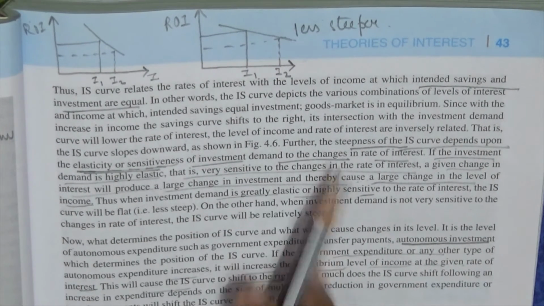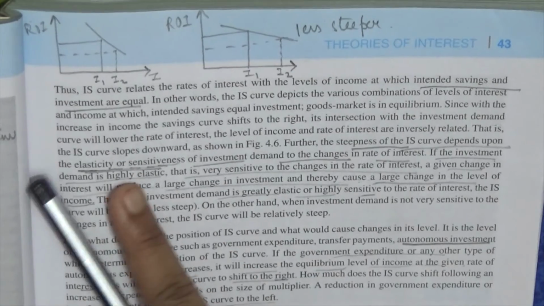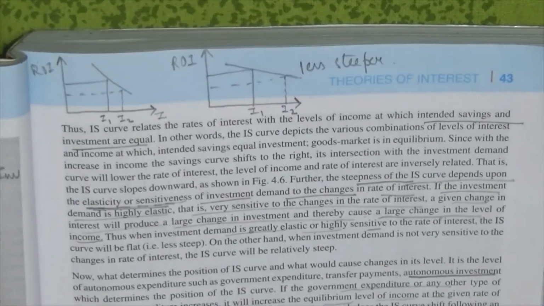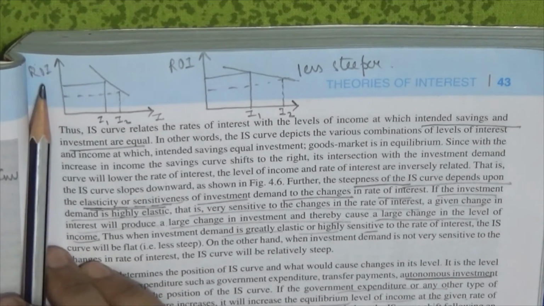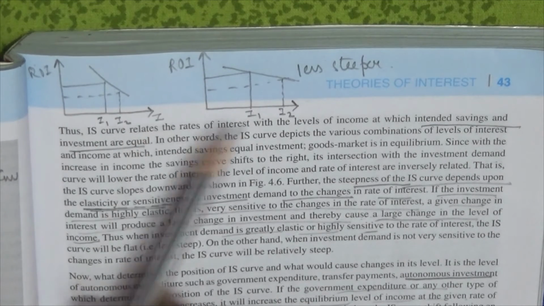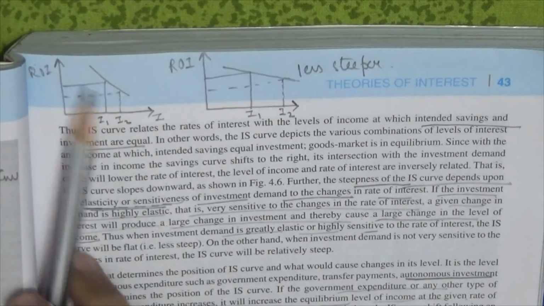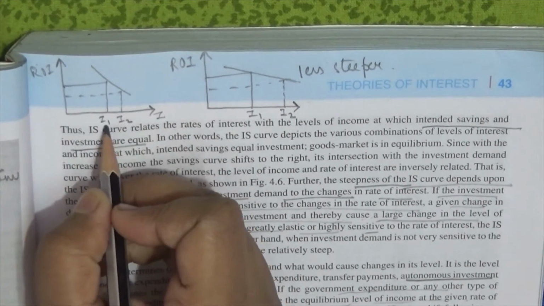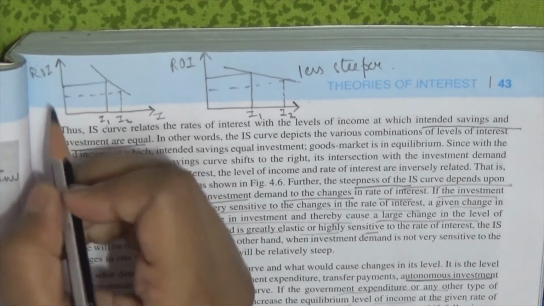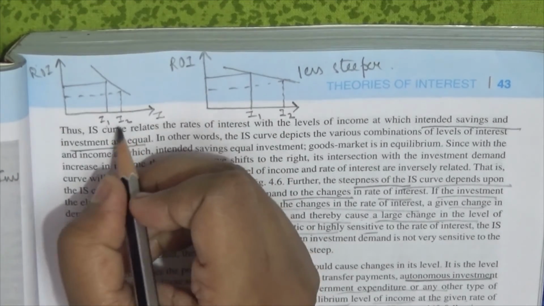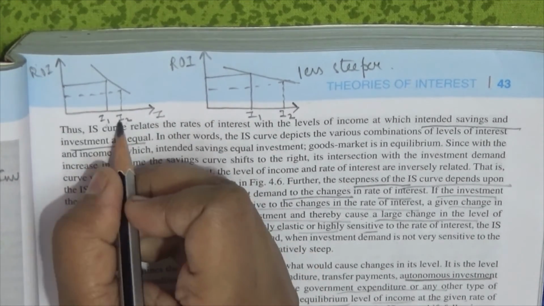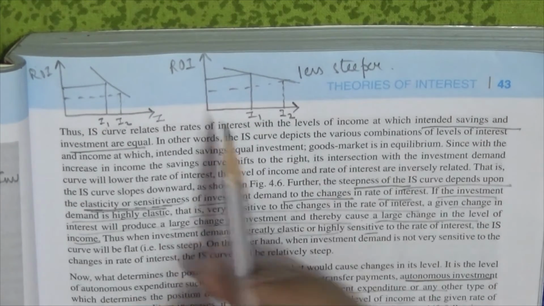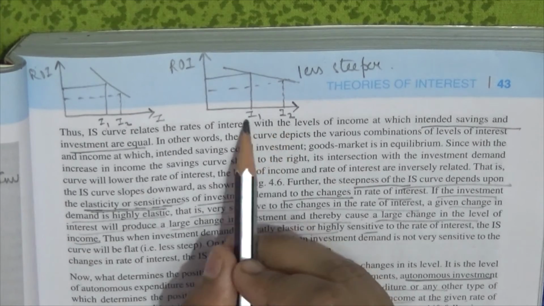Here it has also been said that the steepness of the IS curve depends upon the elasticity or the sensitiveness. Okay, I will make you understand how. See, this is the IS curve, with ROI on the y-axis and investment on the x-axis. Now this curve is steeper. So when the rate of interest is over here, the investment comes to I1, and when the rate of interest is reducing, it comes to I2. So the difference is not so much. But if the curve is less steep, meaning it is flatter, as you can see, then there is a high change in the investment.